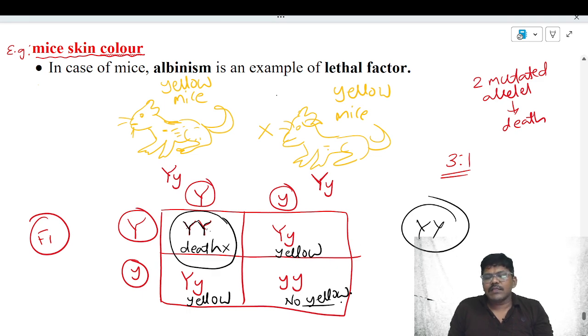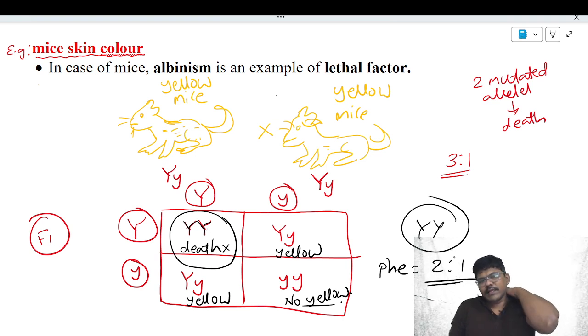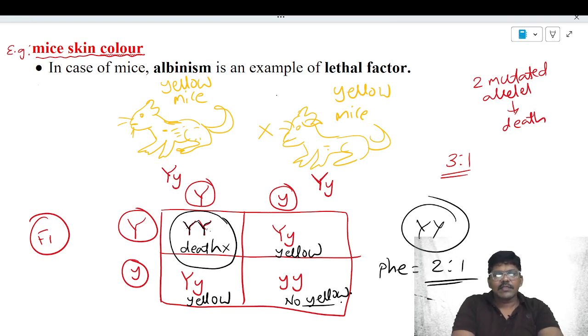All die. If you see the phenotype of the F2 generation, it is 2 to 1. Two are heterozygous dominant, meaning 2 yellow mice, and 1 non-yellow mouse we can observe. It is deviated from Mendel's law, hence it is also an example of deviation from Mendel, and it is also an example of recessive lethality. In the next class, we will see the second example for recessive lethality.